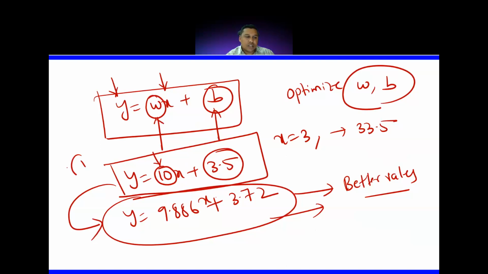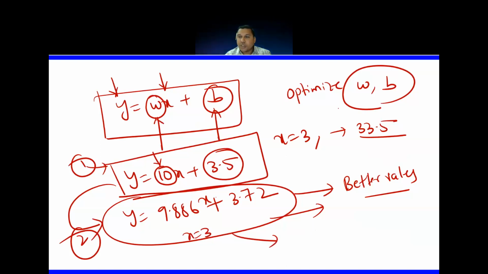This is equation 1, this is equation 2. For equation 1, when I give x as 3, 30 plus 3.5, I get 33.5 here. Give the same x here. If you give the x value as 3 for this equation, what is the y value if you calculate? 9.886 into 3 plus 3.72. See, you are getting 33.378. So there is a difference between this and what you are getting with the standard model.